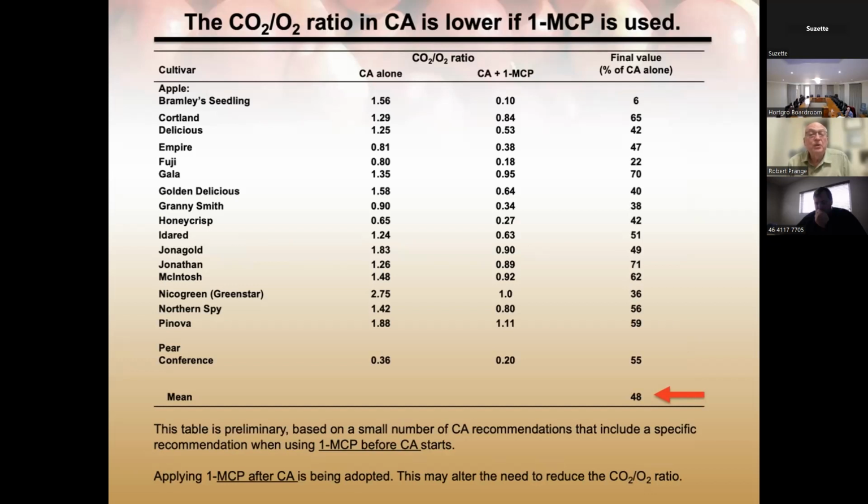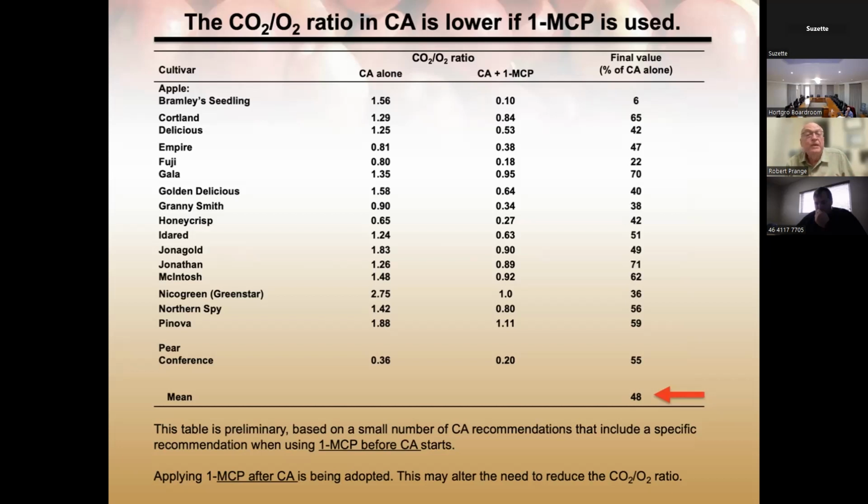The first one is where it's just CA. There's no MCP ratio that's recommended. The next column is CA plus MCP, and I want to point out that's MCP added at the beginning of storage. I found a number of recommendations in this condition, and I calculated the CO2 oxygen ratio, which is in that column. And the final column is the percent of that MCP treated room as a percent of CA alone.